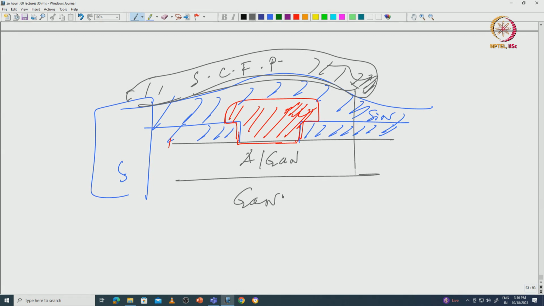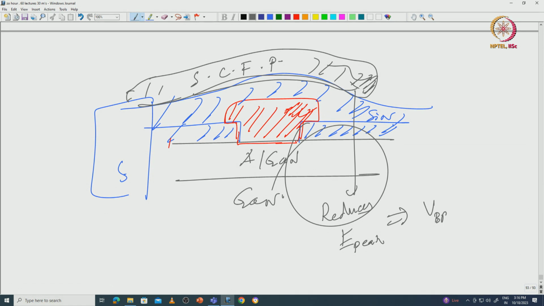So this also helps in reducing the peak electric field in this region, and that helps improve the breakdown further. It helps improve the breakdown further. So the source connected field plate comes like that.